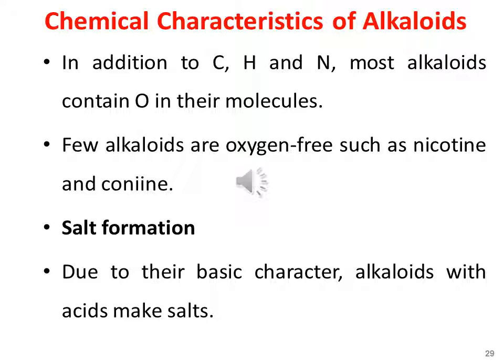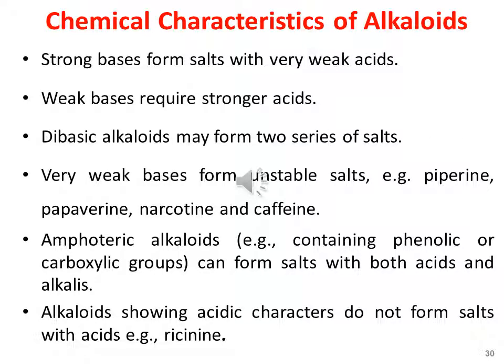The majority of the alkaloids make salts with acids. Strongly basic alkaloids form salts with very weak acids. On the other hand, those alkaloids that show weak basicity require stronger acids for salt formation. Dibasic alkaloids may form two series of salts. Very weak bases form unstable salts, for example, piperine, papaverine, narcotine and caffeine form very unstable salts. Amphoteric alkaloids can form salts with both acids and alkalis. Alkaloids showing neutral character do not form salts with acid. For example, narceine does not form salts upon reacting with acid.